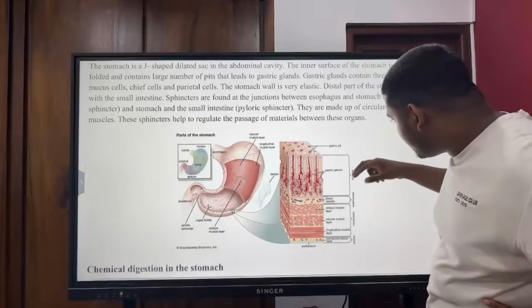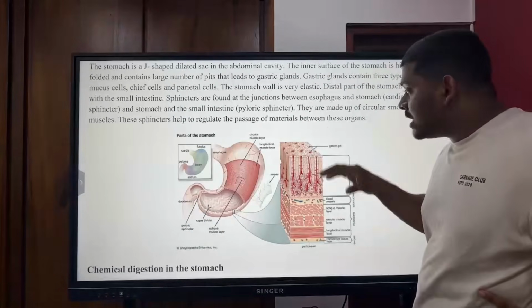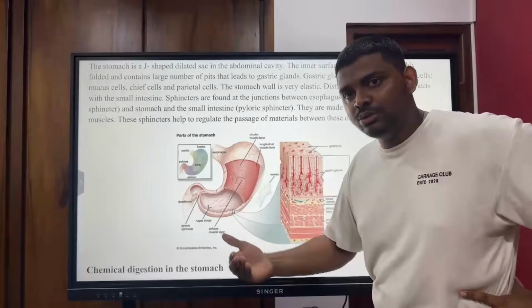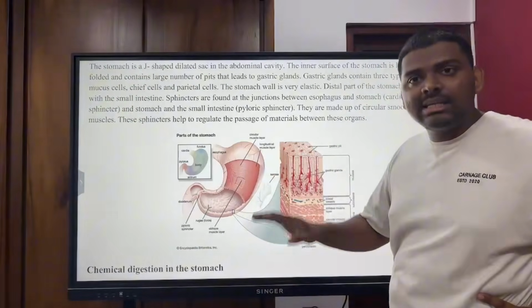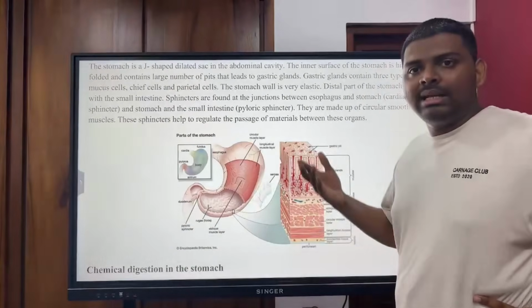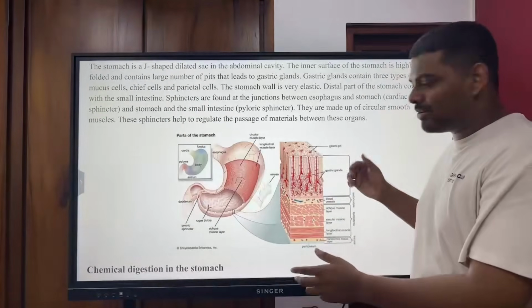Okay, shall we see whether we can see the 3 types of cells? No. In my image, the 3 types of cells are not given. So what should you do? You should go to the internet and search mucus cell, chief cell and parietal cell and see whether those images are there. But it is not there. That is why I haven't put it.